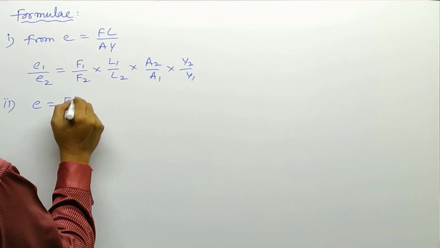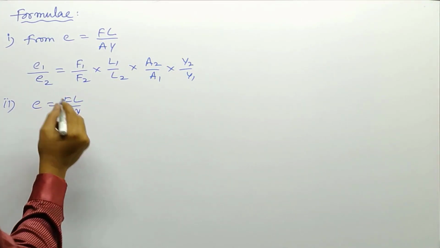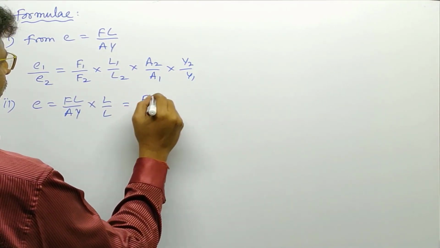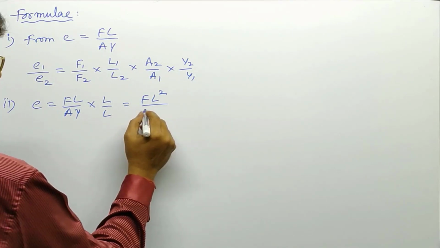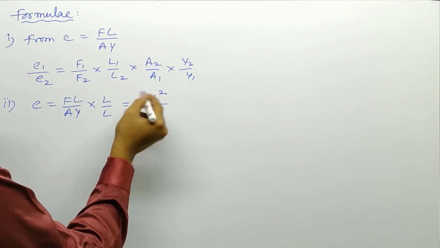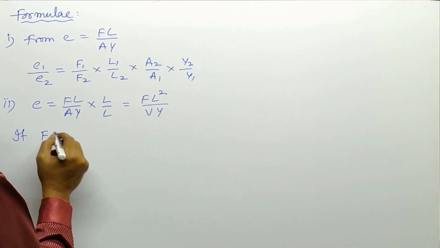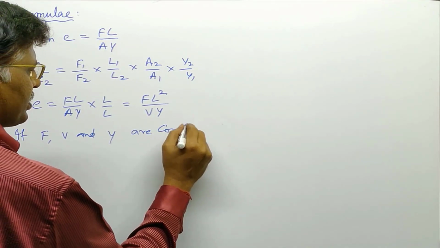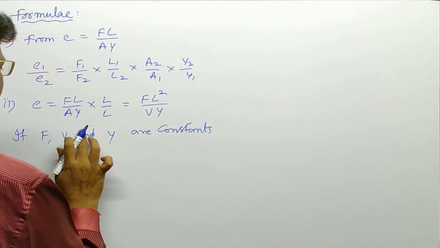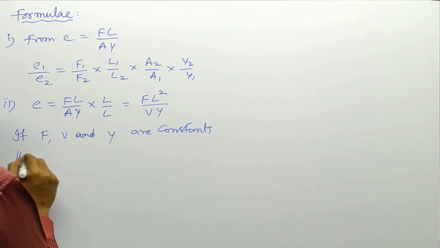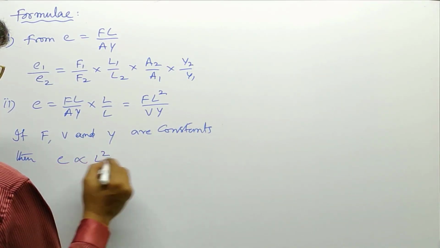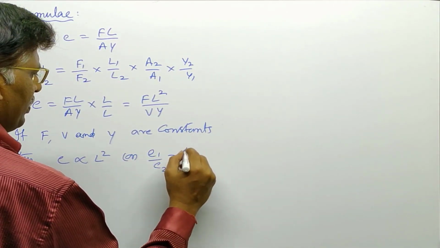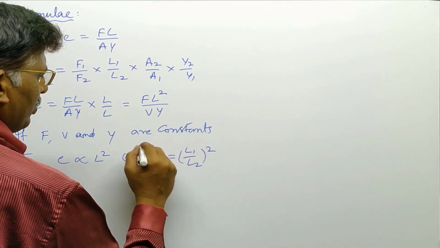E is equal to FL by AY. If this formula is multiplied with L by L, that is equal to F into L square by A into L, which is volume, into Y. In this case, if F, V and Y are constants, then E is directly proportional to L square, or for two different wires we can write E1 by E2 is equal to L1 by L2 whole square.